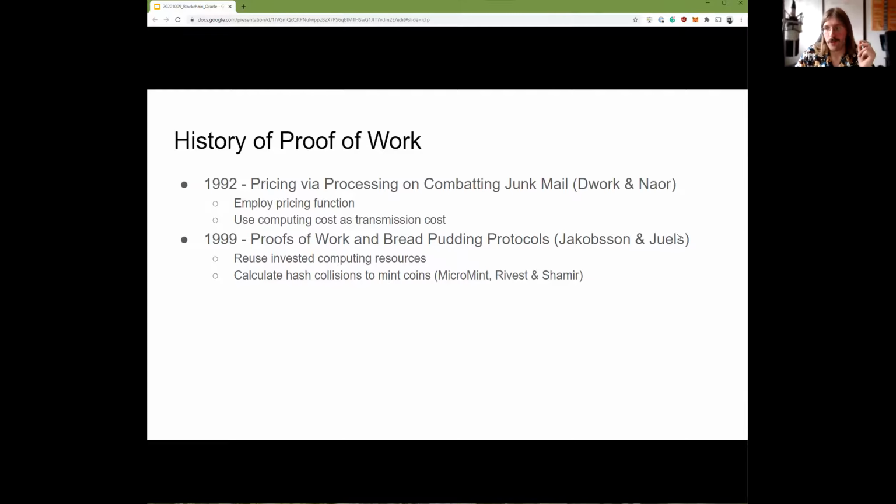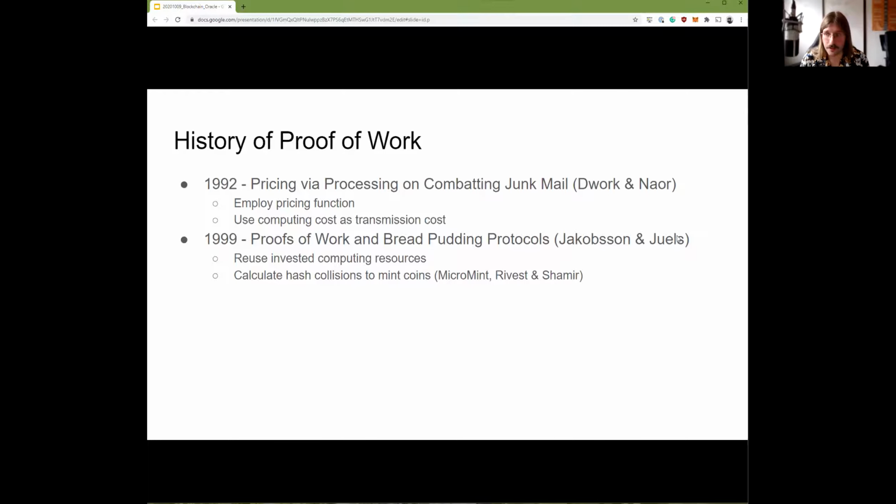Before we look into how we can implement such a proof of work in Java, I'd like to give a little bit of history to proof of work as well, because also here we have a rich history that doesn't start with Bitcoin. In the 90s, 92 actually, we have probably the first concept of using something like proof of work in the paper Pricing via Processing, or Combating Junk Mail, by Dwork and Naor.